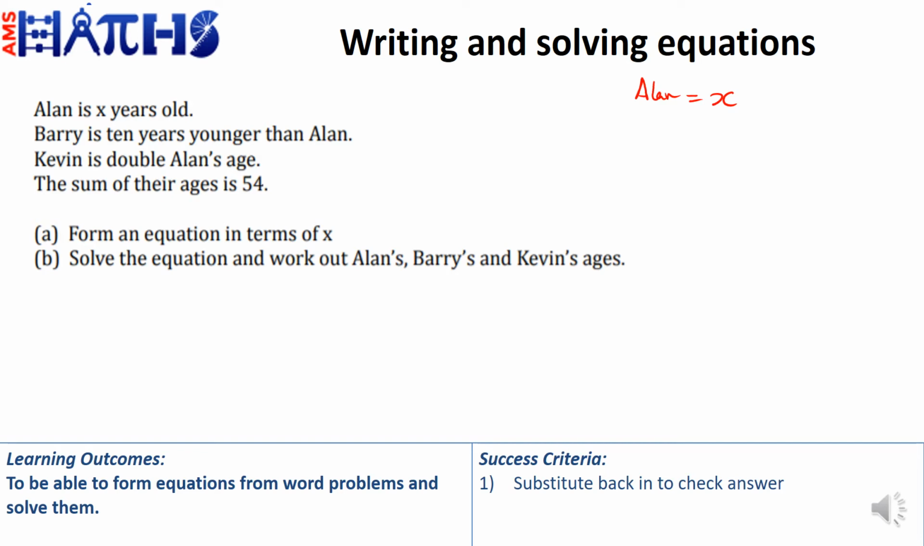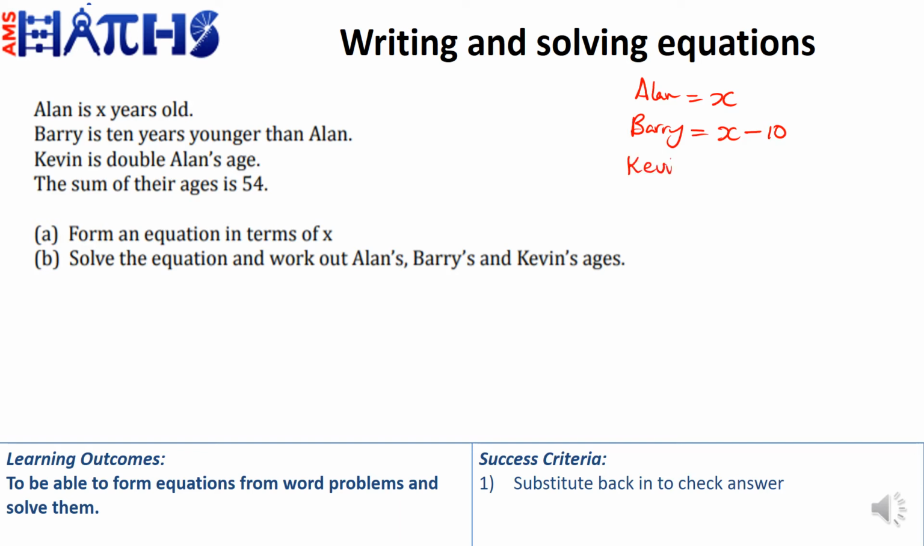Then Barry is 10 years younger than Alan. So Barry's 10 years younger than Alan. So we'll take Alan's age, subtract 10 from it to get Barry's age, because Barry's 10 years younger. And then it says Kevin is double Alan's age.